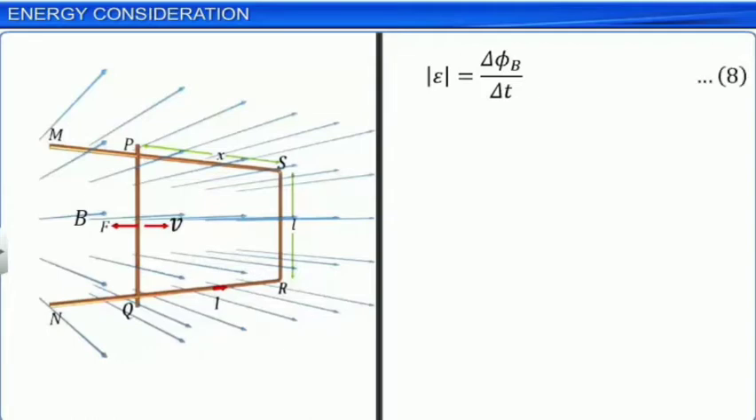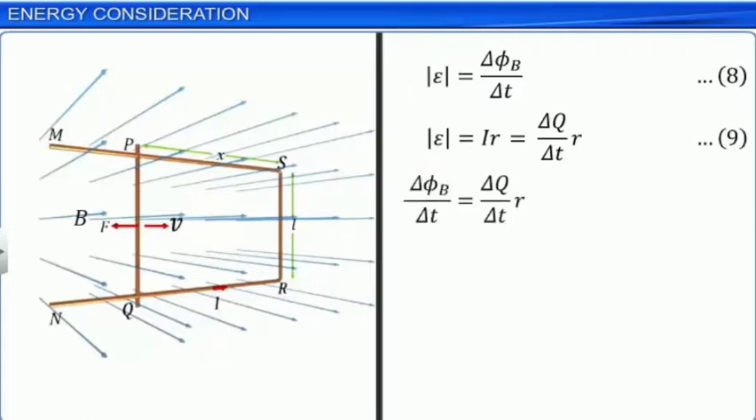However, the EMF induced in the circuit is equal to IR. But rate of charge flow is current. Hence, current can be replaced by delta Q by delta T. Let this be equation 9. The left-hand sides of equations 8 and 9 are equal. Equate the right-hand sides to arrive at the equation delta Q is equal to delta phi B by R.